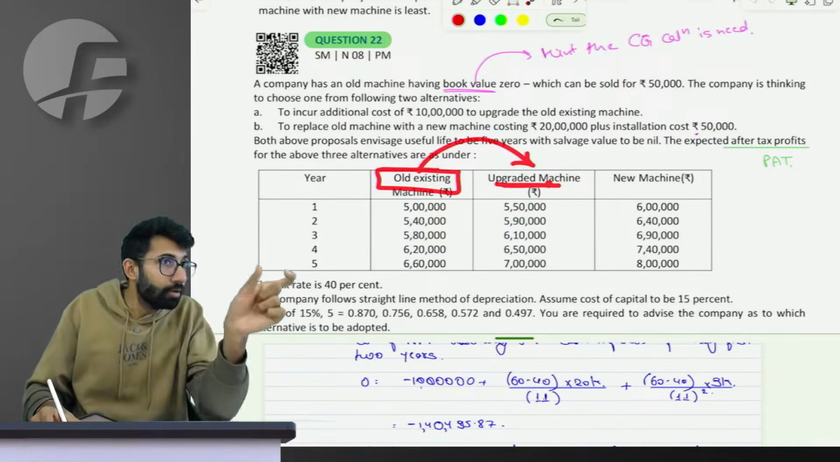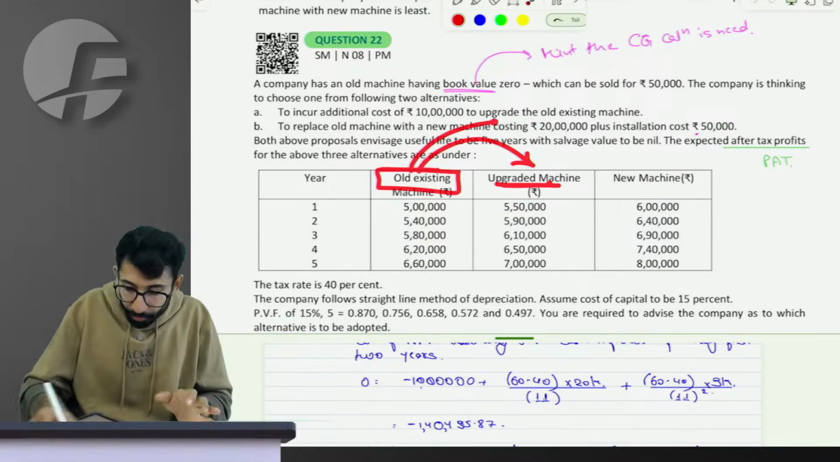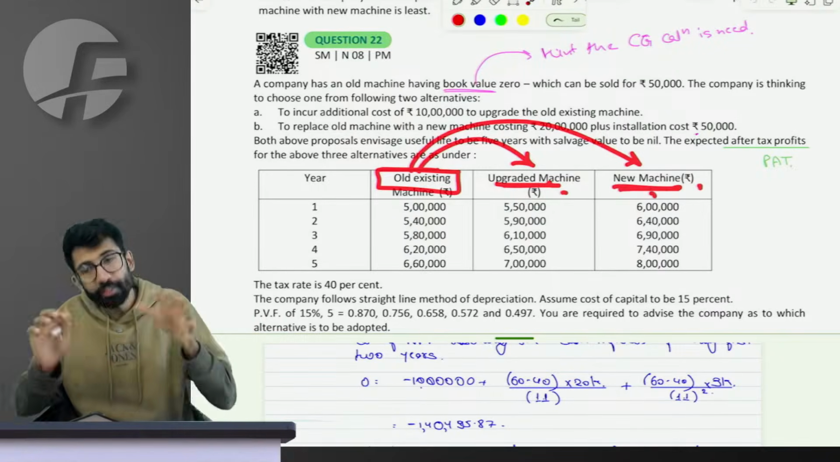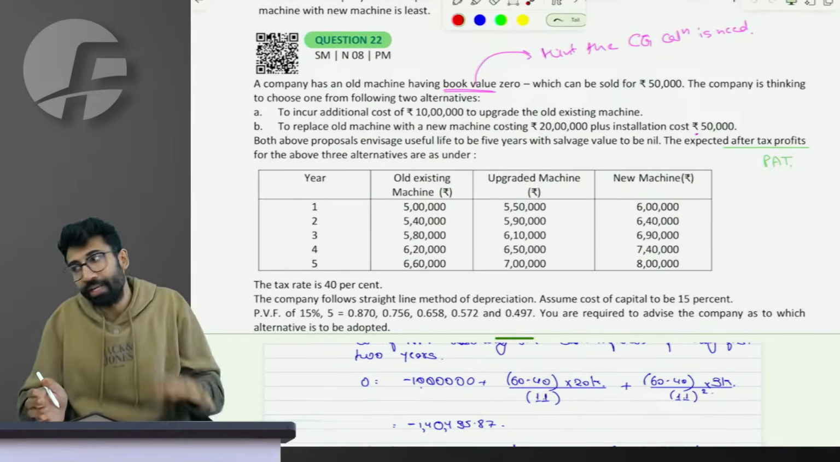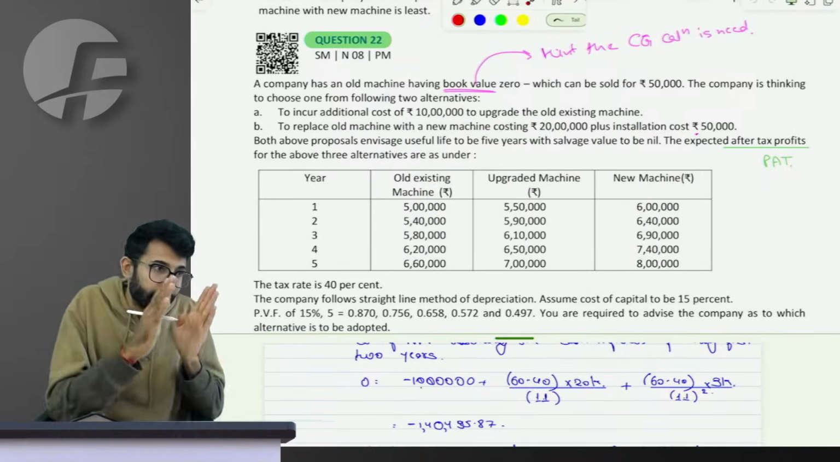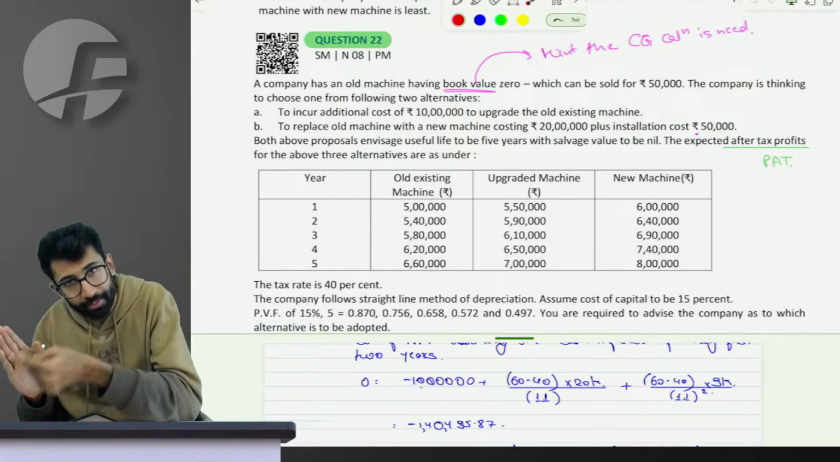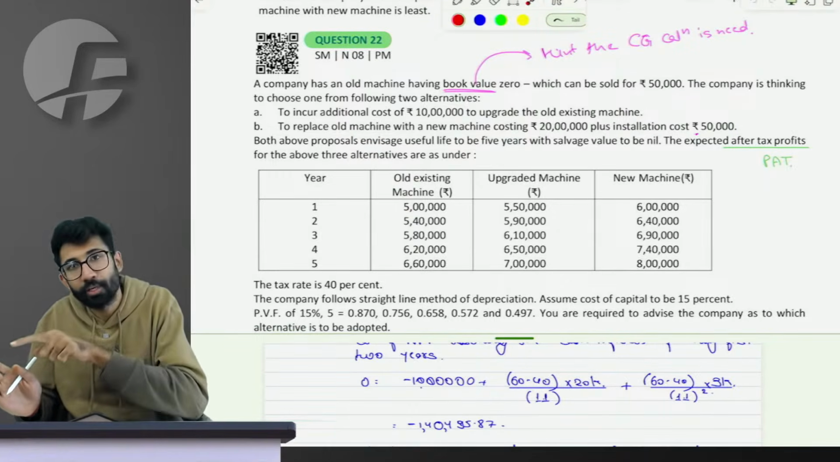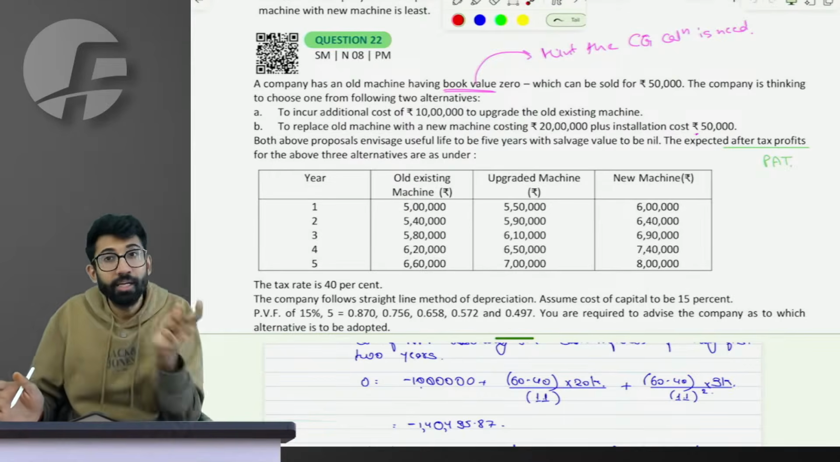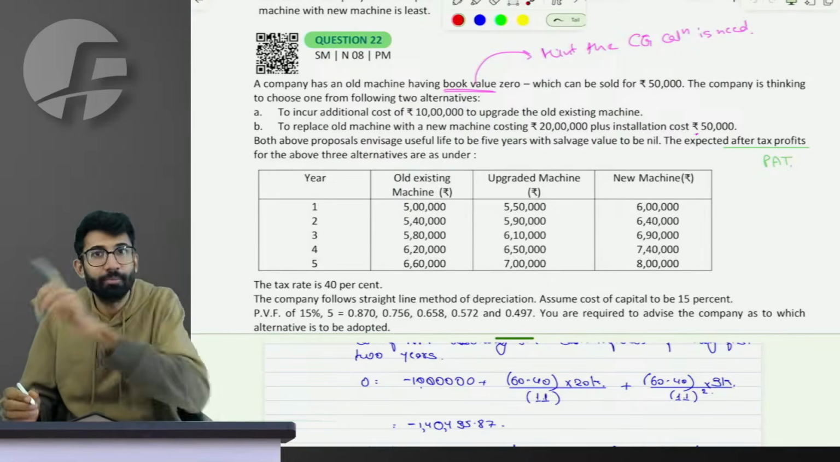Scenario 2 is old versus new. So you have to think replacement only, but you have to think twice. First, option 1 is continue to use the old, option 2 is upgrade. So when you do it, how much is the incremental initial outflow? How much are the incremental annual inflow and how much is incremental salvage value?